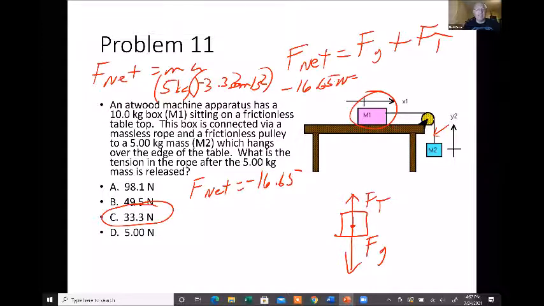The force of gravity is going to be the force of gravity acting on box M2, which is its weight. So that would be 5 times 10, 5 kilograms times 10 meters per second square. That's negative 50 newtons plus the force of tension. And then we just solve that out for the force of tension. So we're going to add 50 to both sides, essentially. And when we do, we get 33.35. So a little bit of a rounding issue, but 33.3 newtons. Does that make sense? Any questions on how I worked it either way there?